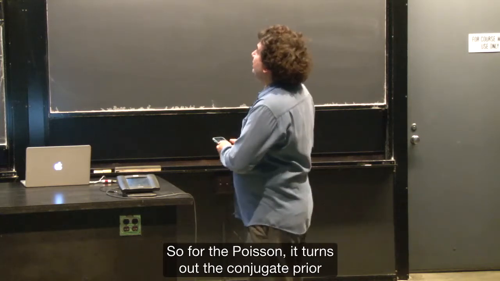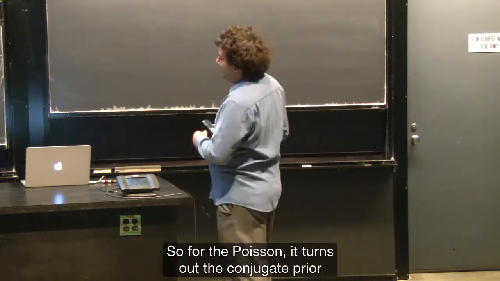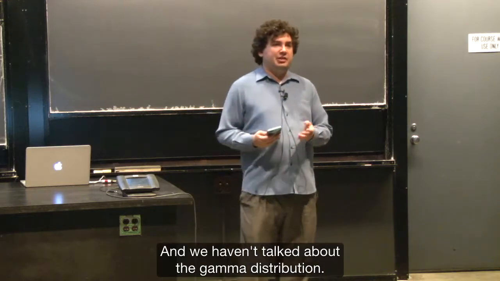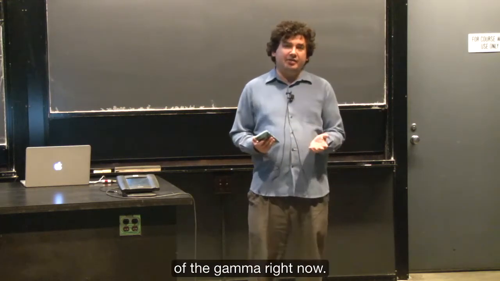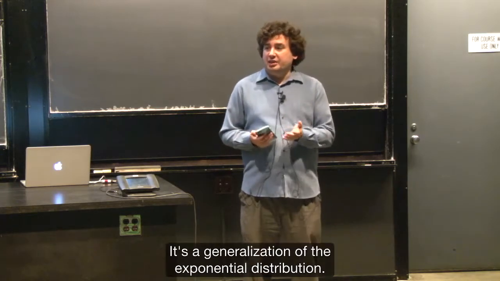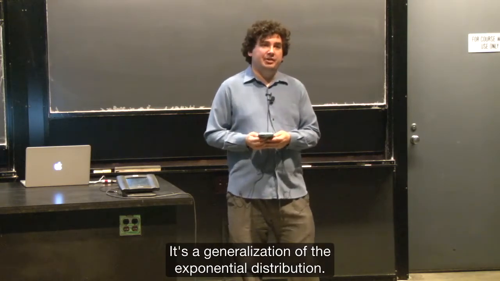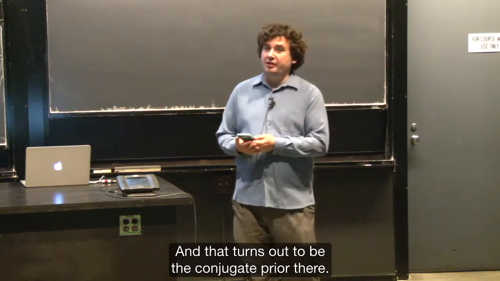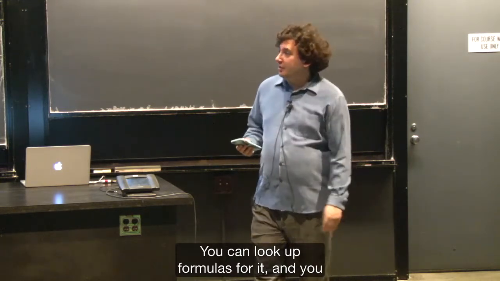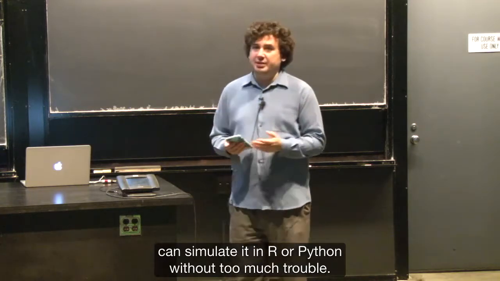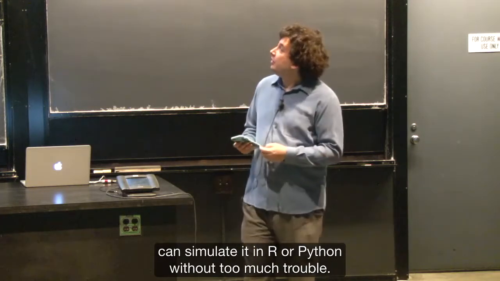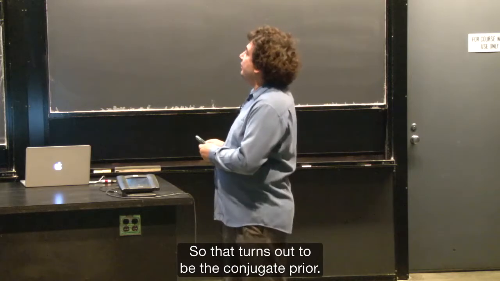And so for the Poisson, it turns out that the conjugate prior is what's called gamma, and we haven't talked about the gamma distribution, and I'm not going to worry about the mathematical details of the gamma right now. It's a generalization of the exponential distribution, and that turns out to be the conjugate prior there. You can look up formulas for it, and you can simulate it in R or Python without too much trouble. So that turns out to be the conjugate prior.